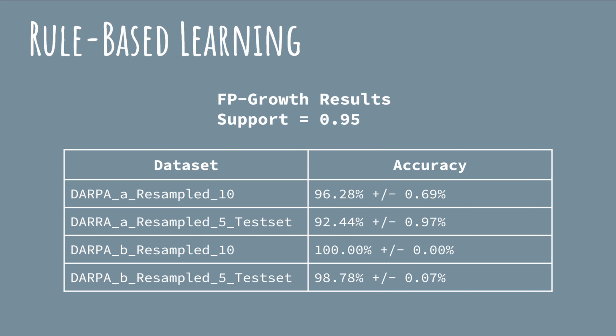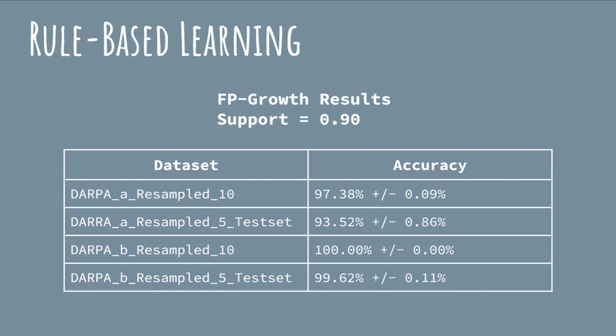Moving on to support being 0.95, the first data set, DARPA A resample 10, had an accuracy of 96.28. Next one had a 92.44. Data set B resample 10 had 100% accuracy, and DARPA B resample 5 test set had a 98.78% accuracy.